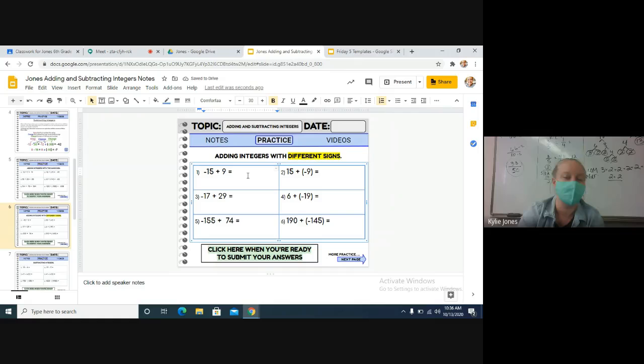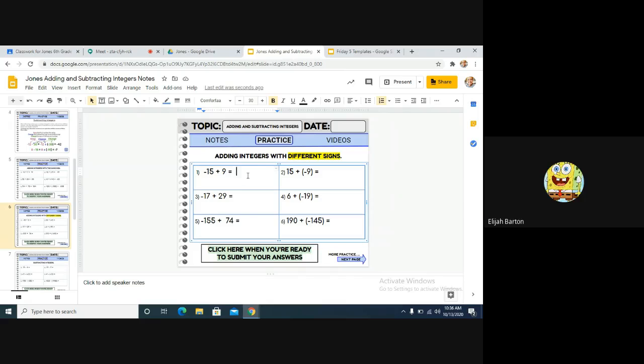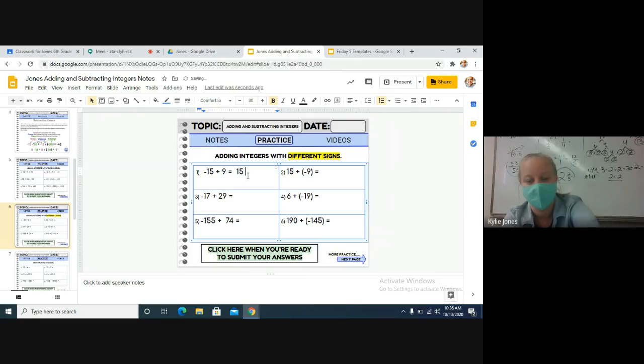The process that you need to take with this one is to just ignore the signs first. You're going to take the greater number. Which number is bigger, 15 or 9? 15. So you're going to take 15 and subtract the smaller number, which is 9. Okay? What is 15 minus 9?